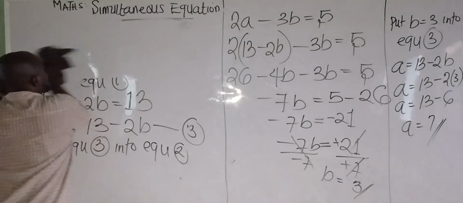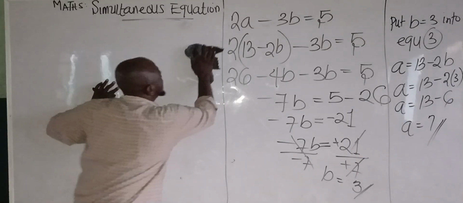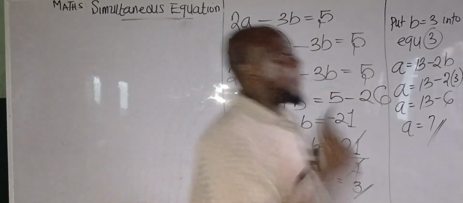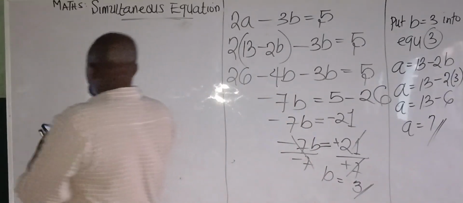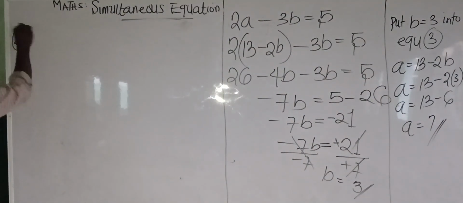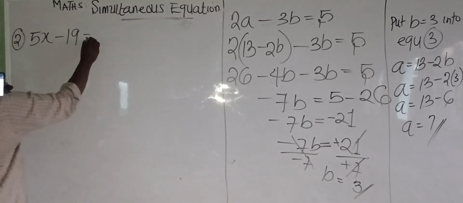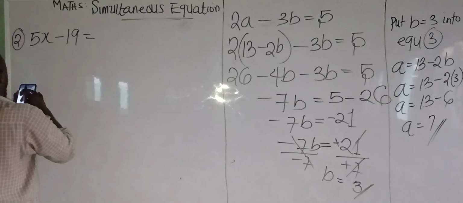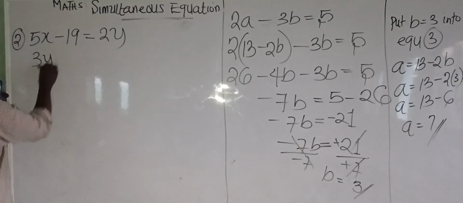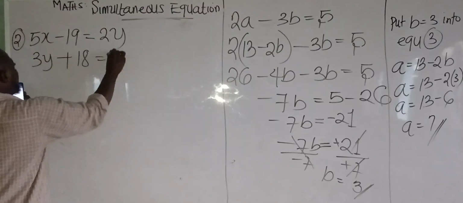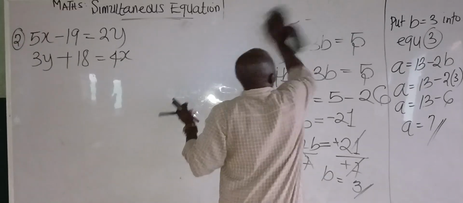Next up, I'll solve another question now. Look at this number 2 question here. So we have 5x minus 19 to give me 2y, and 3y plus 18 to give me 4x. Now look at this critically. This is the same thing.